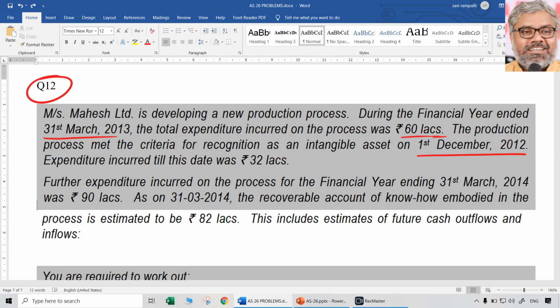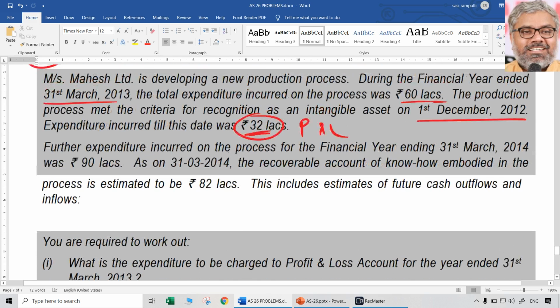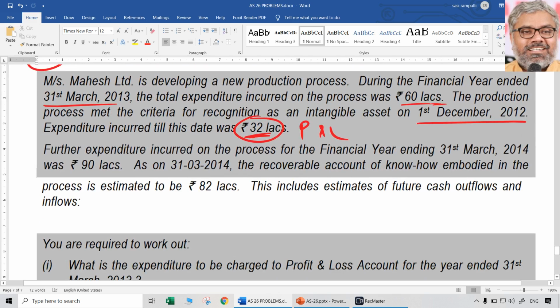And it was given: expenditure incurred till that date was 32 lakhs. That means 32 lakhs has to be charged to P&L as a research expenditure since it did not meet the asset recognition criteria, because the asset recognition criteria was first met on 1st December 2012 and this 32 lakhs was incurred before that date. So 32 lakhs to be charged to P&L is that treatment. Further expenditure incurred on the process for the financial year ending 31st March 2014, that is next year, was 90 lakhs. Further, some more development expenditure has been incurred.